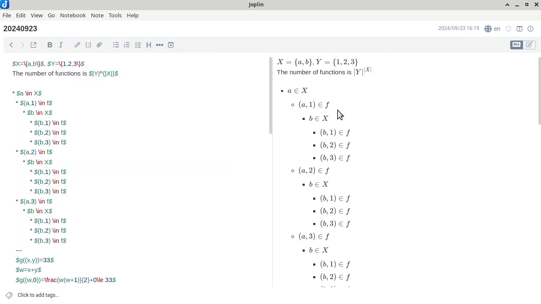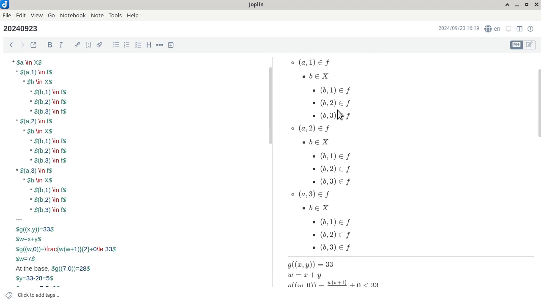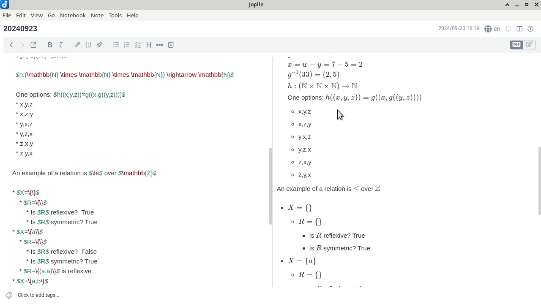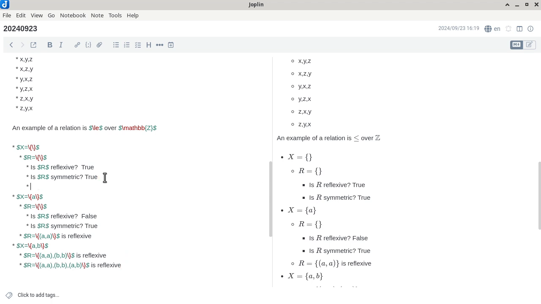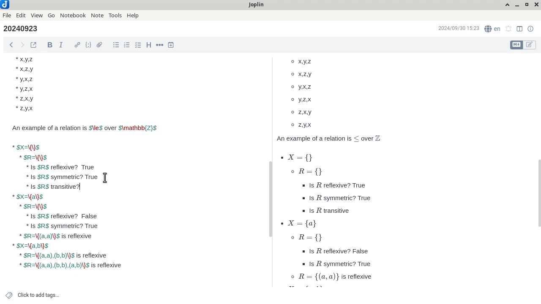Okay, so you can focus on the right-hand side when I'm working on the left-hand side. So now we can go through the same thing, and we want to ask, is this R transitive over X? From your perspective, this is what we are trying to figure out. Is it true or is it not?